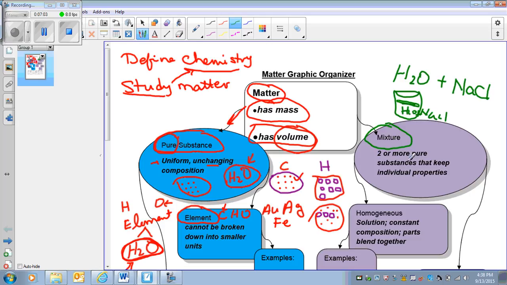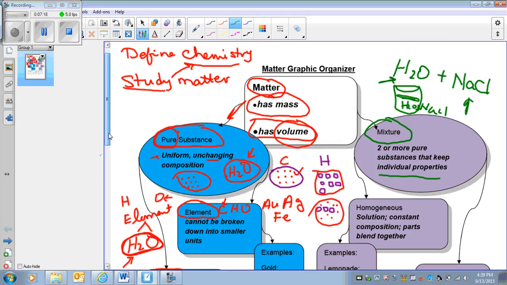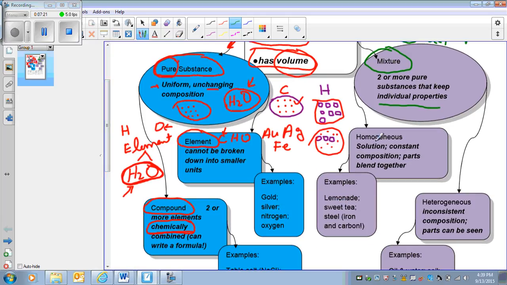So it is two or more pure substances, could be element, could be compound, that keep their individual properties. Water is going to stay as water, salt will stay as salt. There are two types of mixtures, homogeneous mixture and heterogeneous mixture. A homogeneous mixture is like a solution. I gave you an idea already, like salt and water.